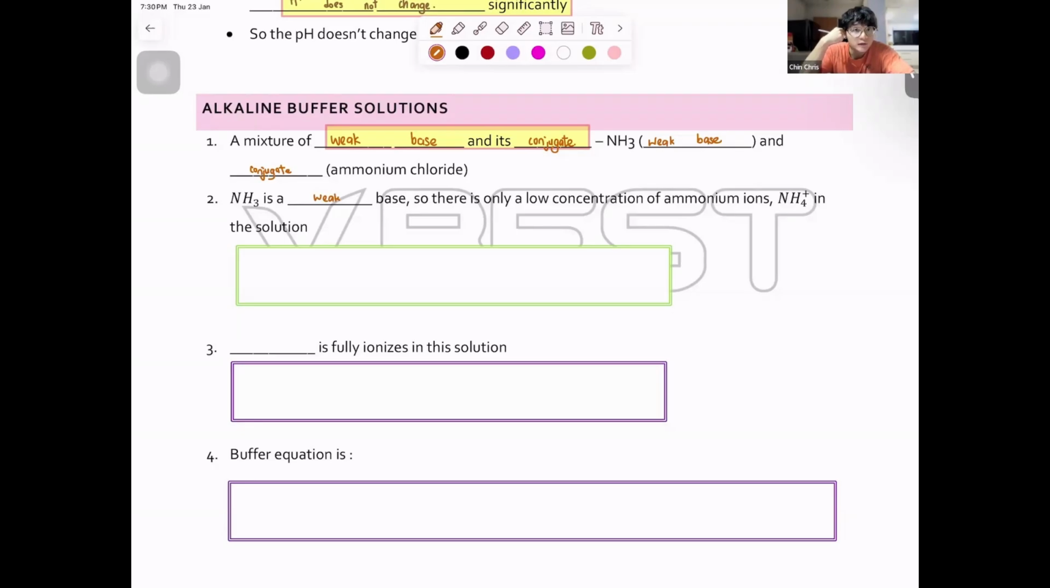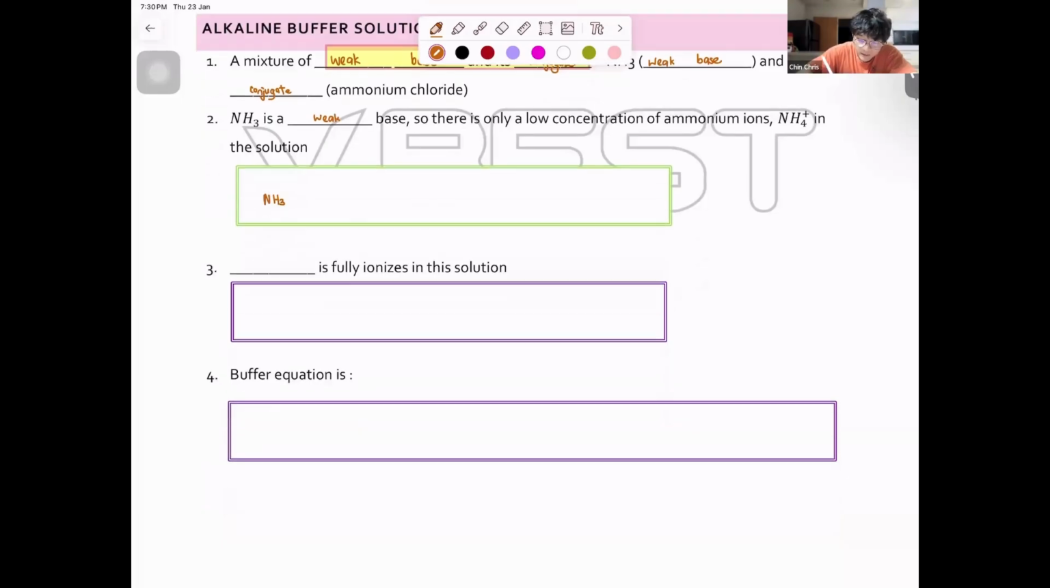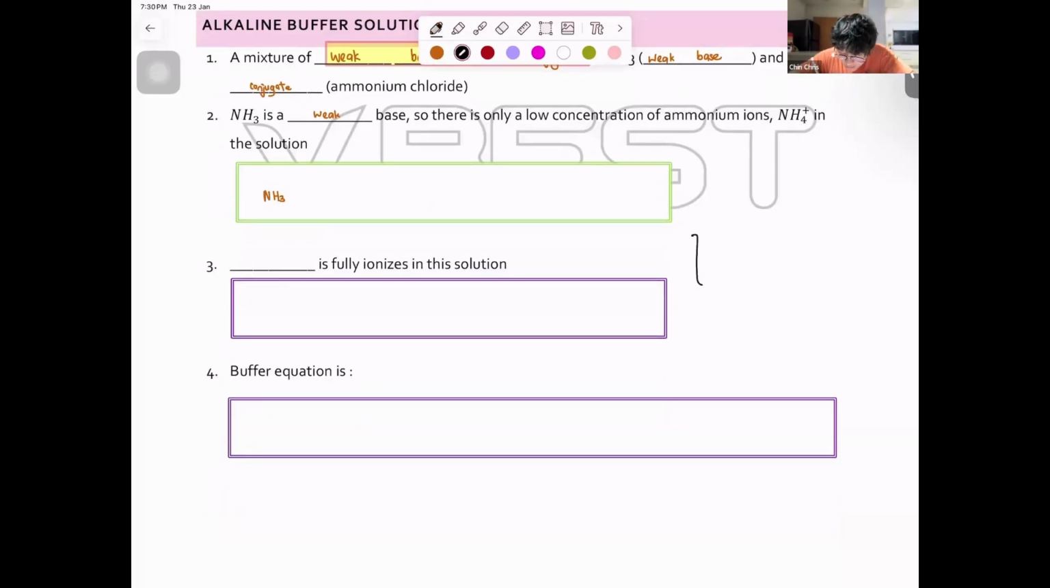Okay, let's look at NH3. So the same thing, guys, you see, originally I have a solution here. I add NH3, boom. So when you add NH3, the concentration of NH3 originally is very high. Okay, so NH3 plus H2O turns into NH4 plus and OH minus.